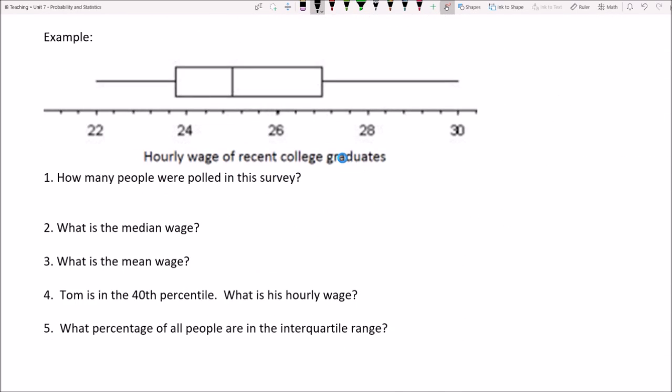Let's look at an example with some questions. This would be a good opportunity for you to pause the video, try it on your own, and let's see what you understand about box and whisker plots at this point.